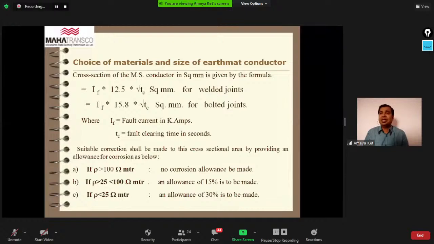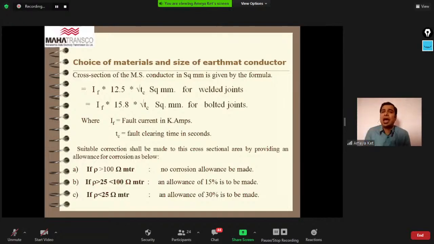The major thing I would like to highlight is that the main points for the selection of material are the fault current and the fault clearing time. That means for how long, and to what extent, that material can withstand this much current under the particular conditions of the site.